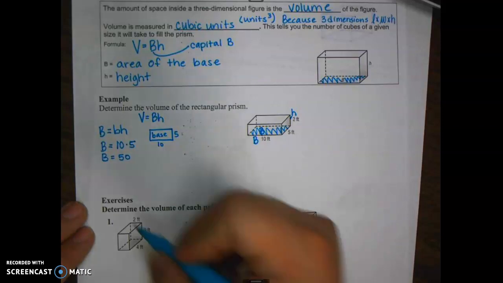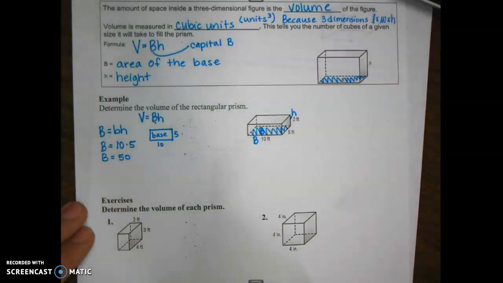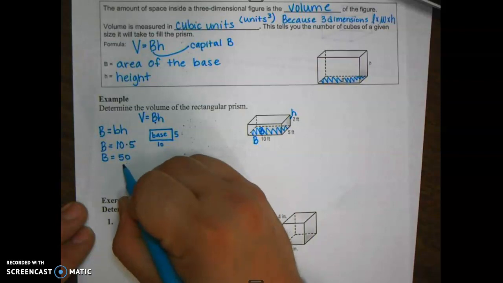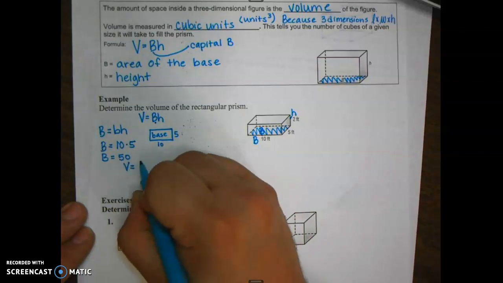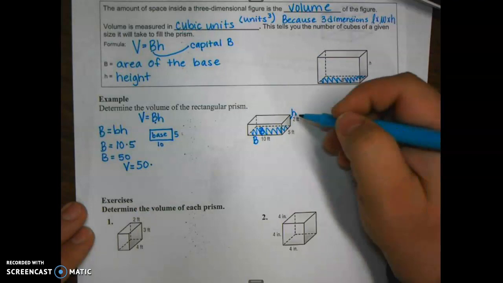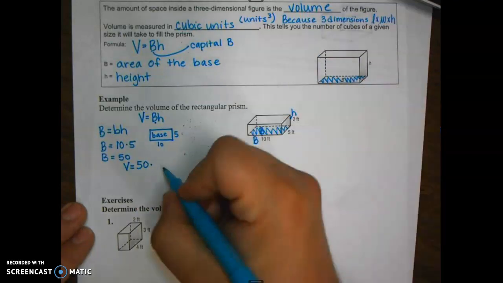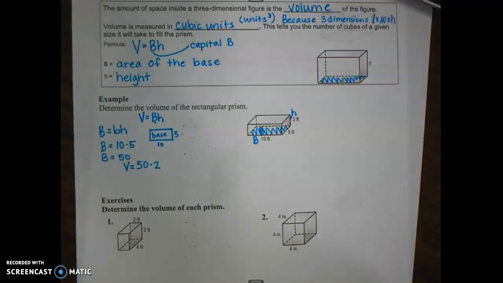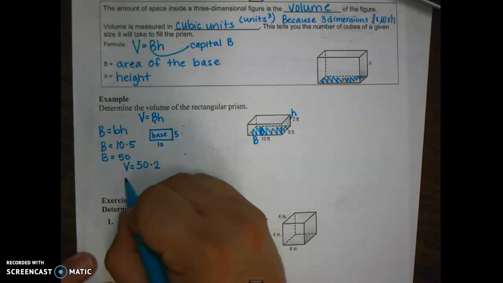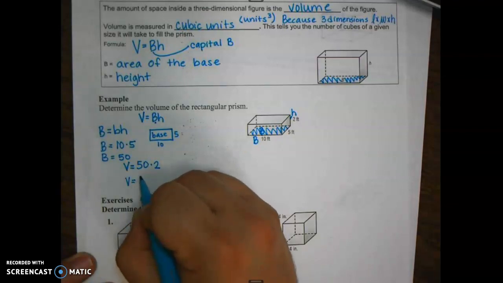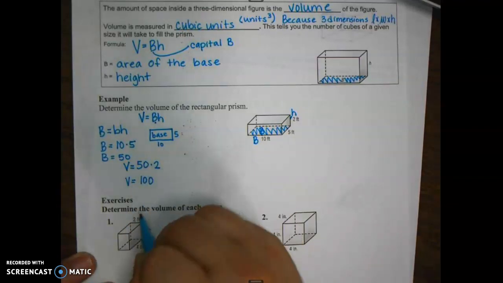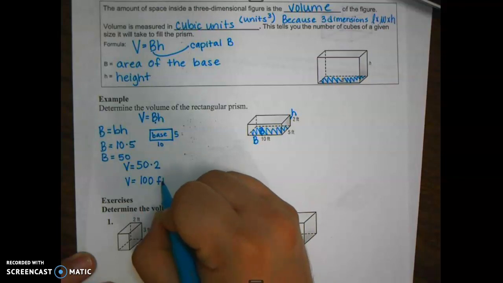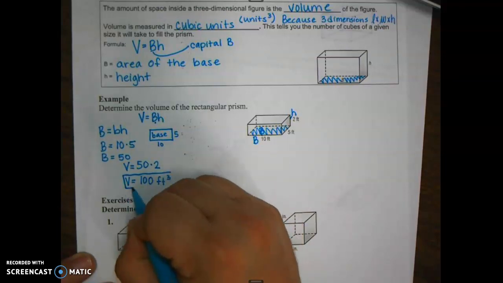Now we're going to take that capital B and put it back into this formula. So volume equals capital B, which is 50, times the height of the rectangular prism, and your height is 2. It kind of looks like there's two heights, but one is talking about the height of the base, and the other one is talking about the height of the shape of the rectangular prism. So the volume of this prism is 100, because 50 times 2 is 100 feet cubed. That's your final answer.